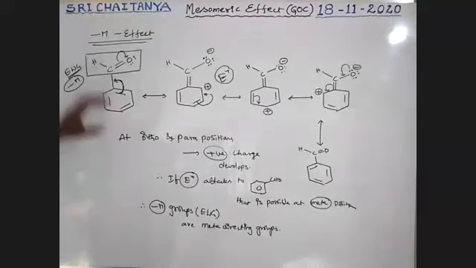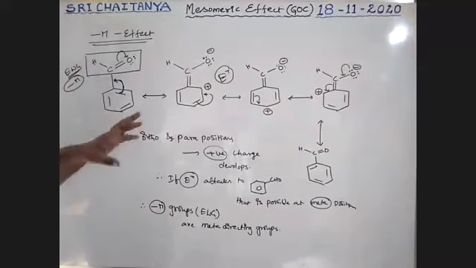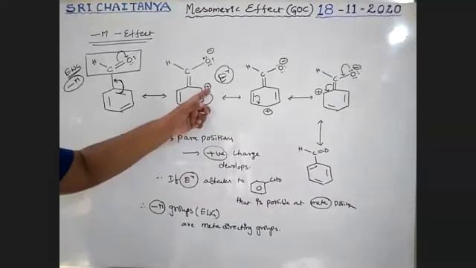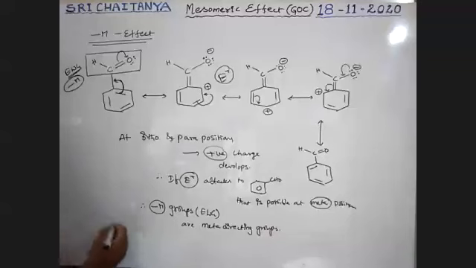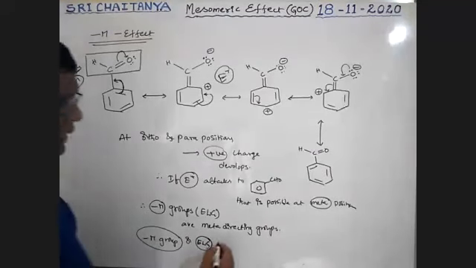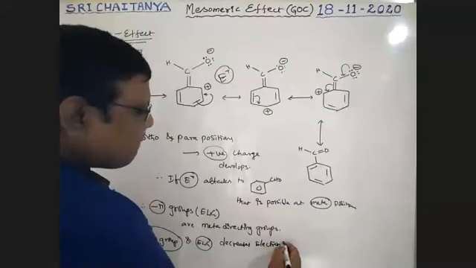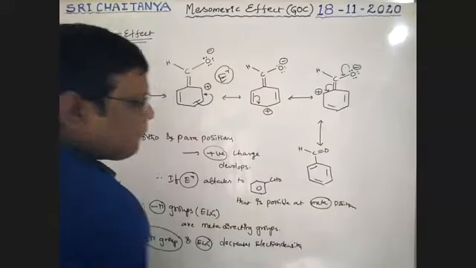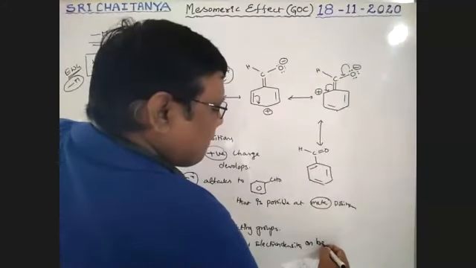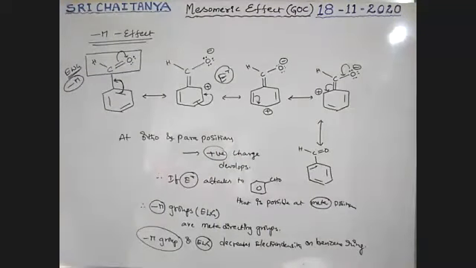See here, one more thing. This group withdraws electrons from the benzene ring. That means electron density on the benzene ring decreases because it gets positive charges. So a minus M group or electron withdrawing group decreases electron density on the benzene ring. So this is the information we required, boys.